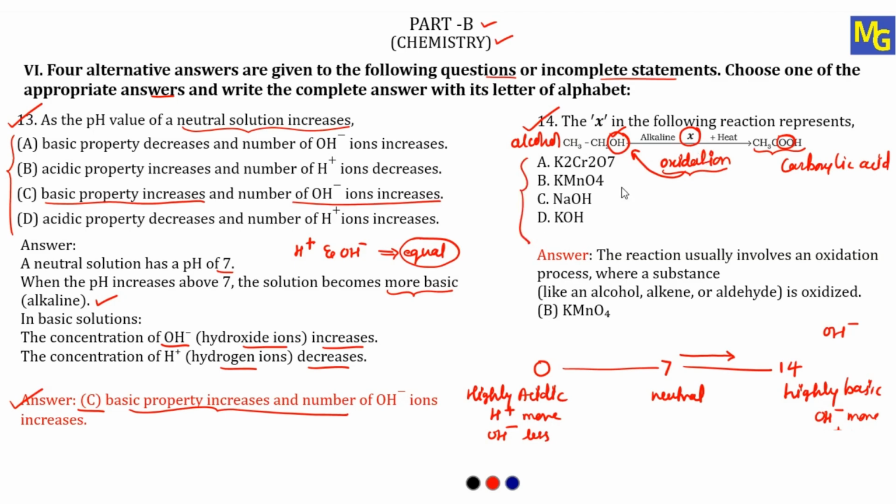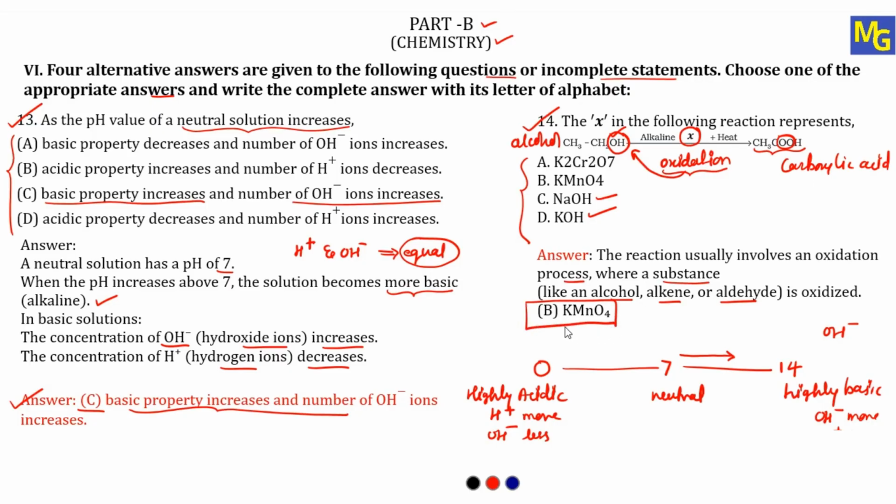You can see the options: K2Cr2O7, KMnO4, NaOH and KOH. The reaction usually involves an oxidation process where a substance like alcohol, alkene or aldehyde is oxidized. Here there is alcohol, which is oxidized to give carboxylic acid. And the oxidizing agent used for this reaction is KMnO4.